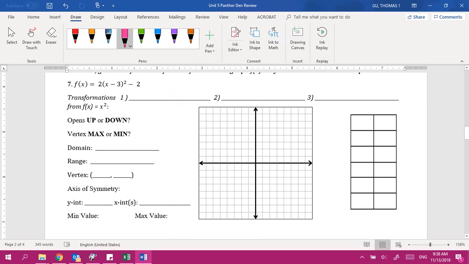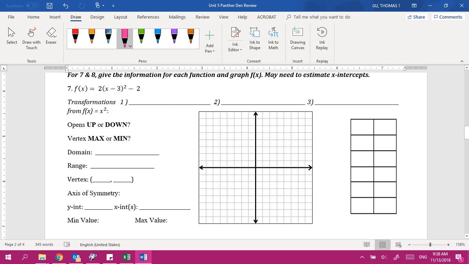All right, number 7, this is a graphing one. This is probably the one that there was the most struggle on, so let's make sure we do this one thoroughly. So first things first, for number 7, you want to list the transformations in order. So once again, this is pretty much like the questions we just did. What's the first transformation you see?